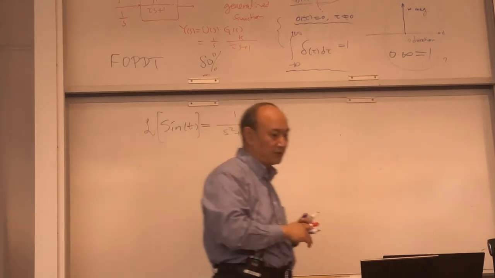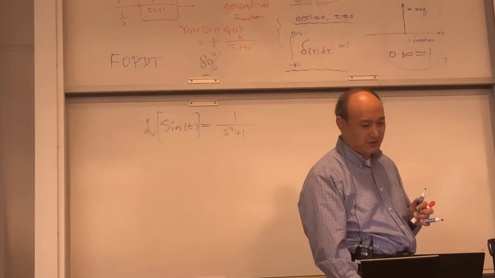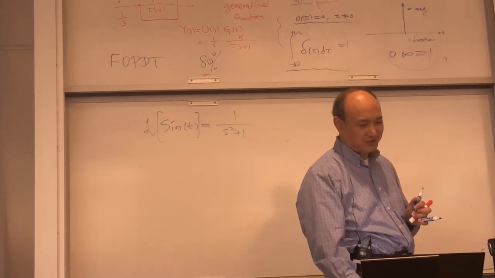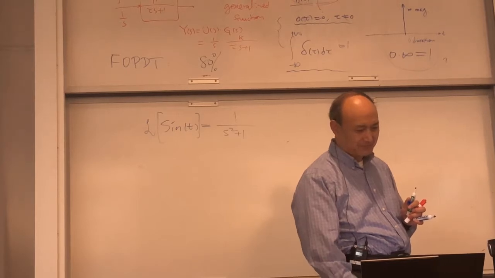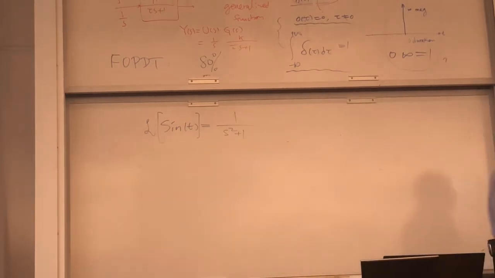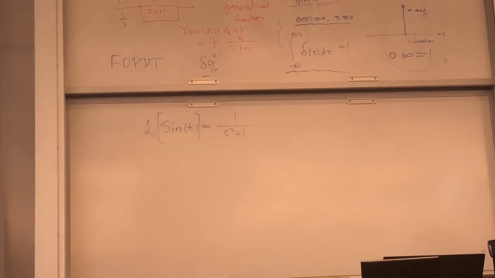If you don't feel comfortable, we can go back and check the table here. Sine 1t is 1 divided by s squared plus 1. What if it's cosine? For cosine, you have an s in the numerator.